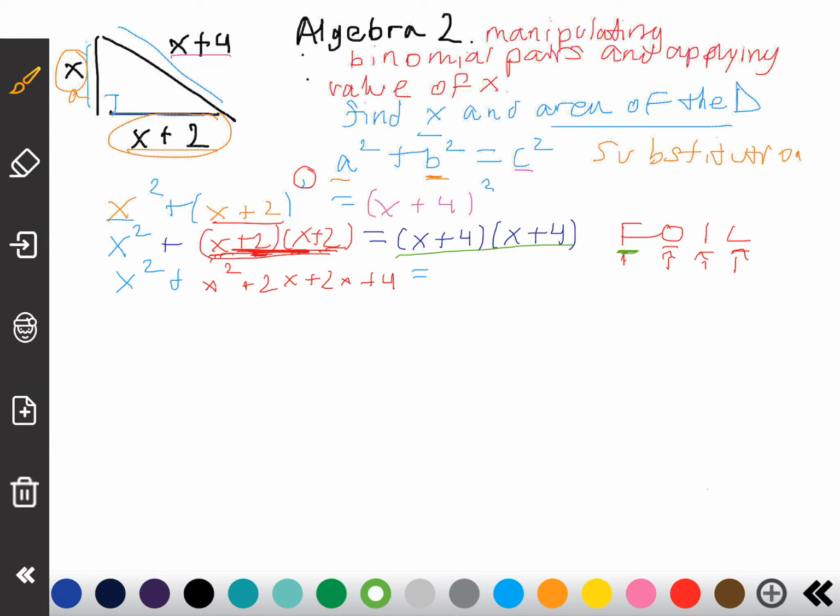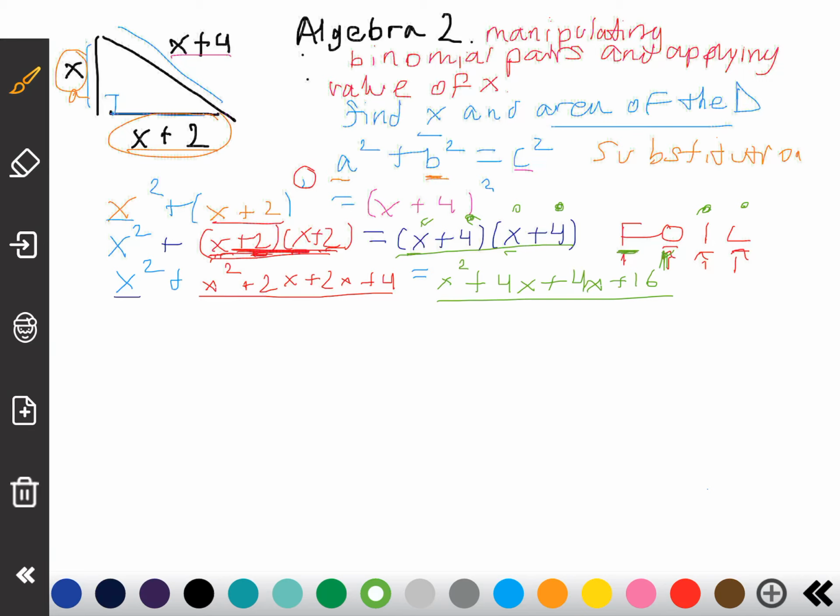So the F, the first, so that's x times x, which gives us x to the second. The O, the outside term, is x times 4, which gives us plus 4x. The inside is the 4 times x, which gives us plus 4x. And the last, the 4 times 4, which gives us 16. Great, so we have the blue, the x squared, we have the red, this, and then we have the green.